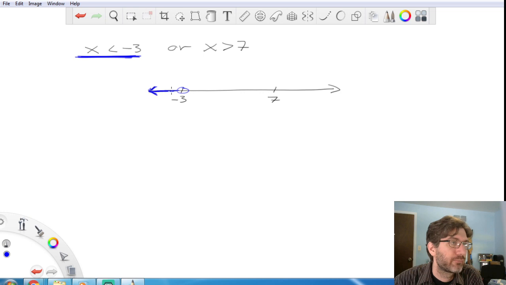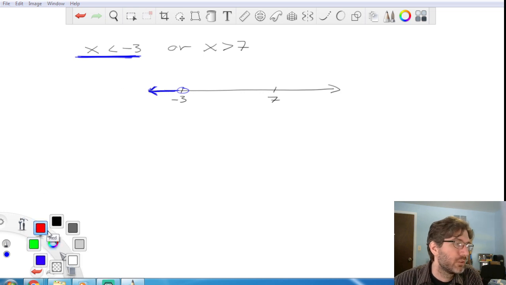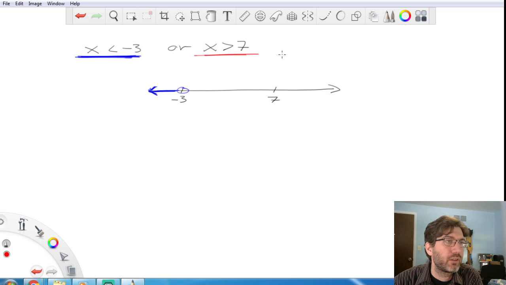So I shade that way. Red, we're talking about 7, and x has to be greater than 7. It can't be equal to it, so it's a circle. And in this case, numbers greater than 7 are off in this direction, so it gets shaded this way. And this would be your answer.